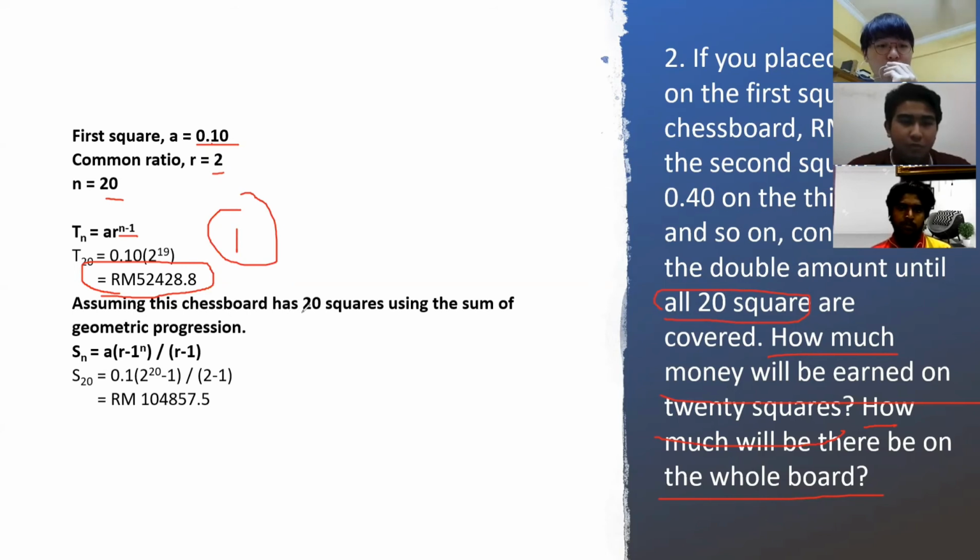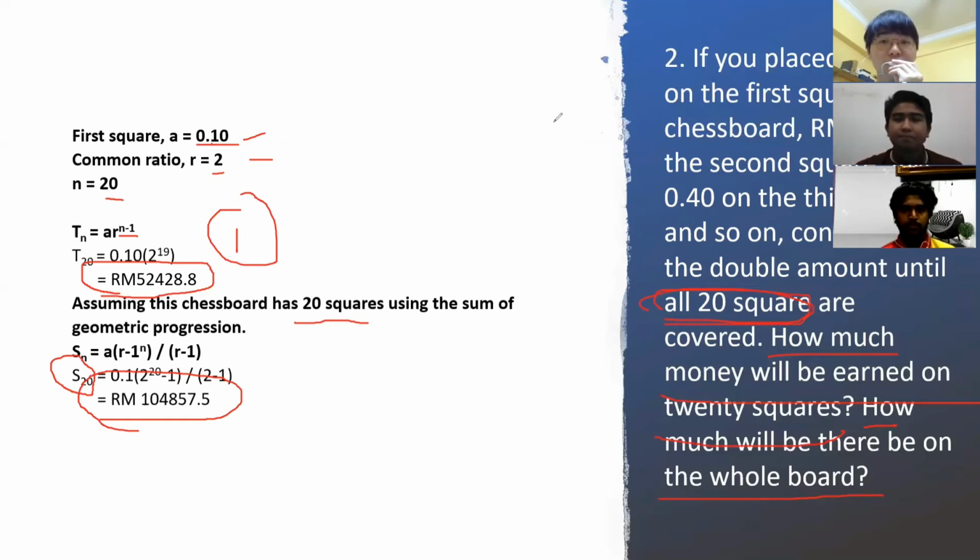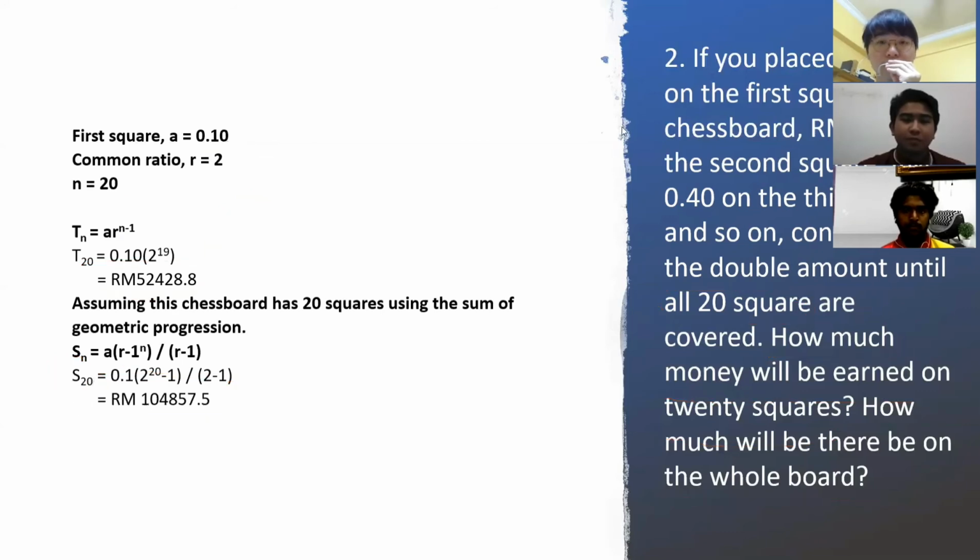And then the next part is how much will be on the whole board. Assuming this chessboard has 20 squares, we use the sum of a geometric progression, because they have 20 squares, which is S20. And then we put in the A and R, and we will get this answer. So that's all for this question, arithmetic and geometric. So I will pass to Yasin to explain the conclusion.